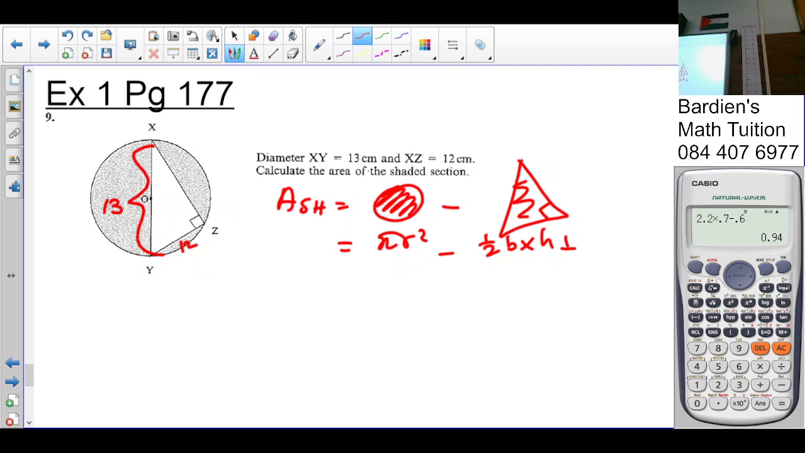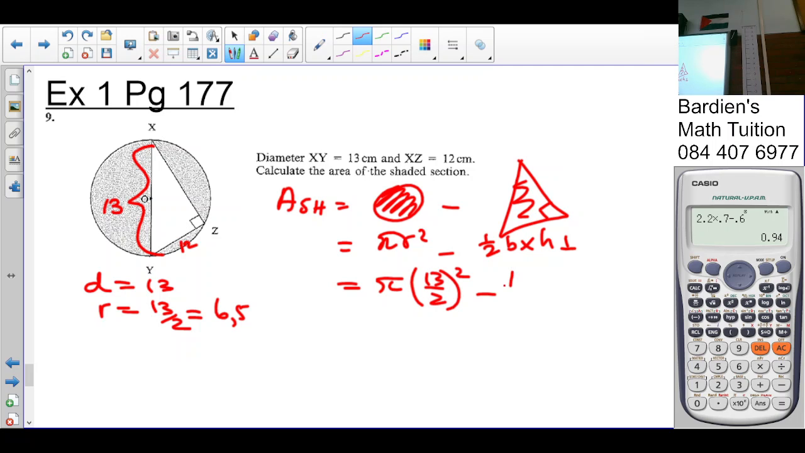So if you're looking at pi, what's my radius? Remember this, your diameter is 13. So the radius is going to be 13 over 2. Not so? Which is 6.5. So it's going to be pi times 13 over 2 squared minus half.